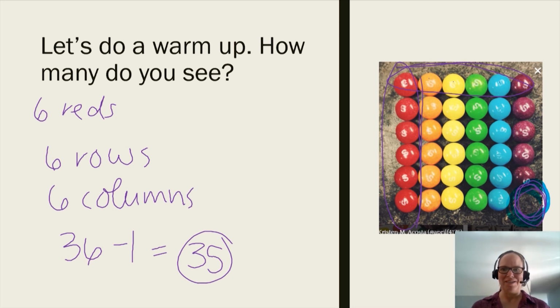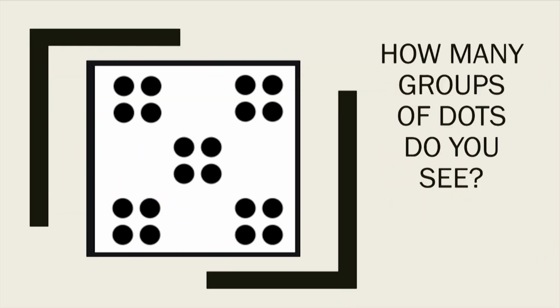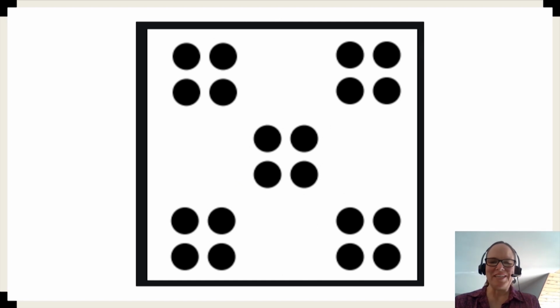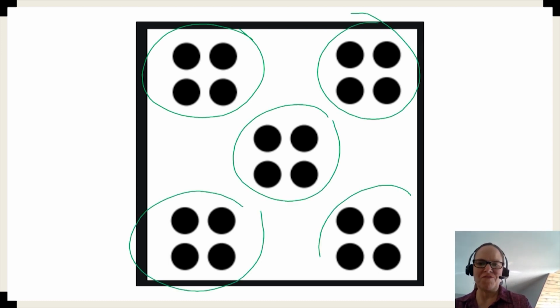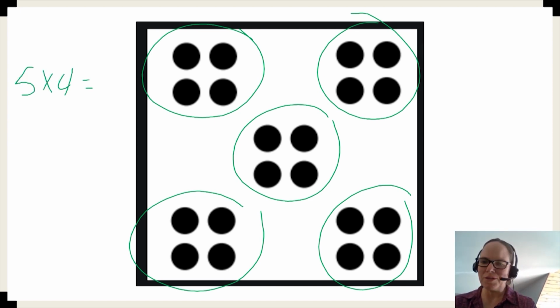Let's move on. All right, this is kind of a quick image. How many groups of dots do you see? And how many dots? All right, did you say that you saw 5 groups of 4 dots? So here's 1 group, 2 groups, 3 groups, 4 groups, 5 groups, 5 groups of 4 dots. So how many total dots? If you said 20, you are correct.